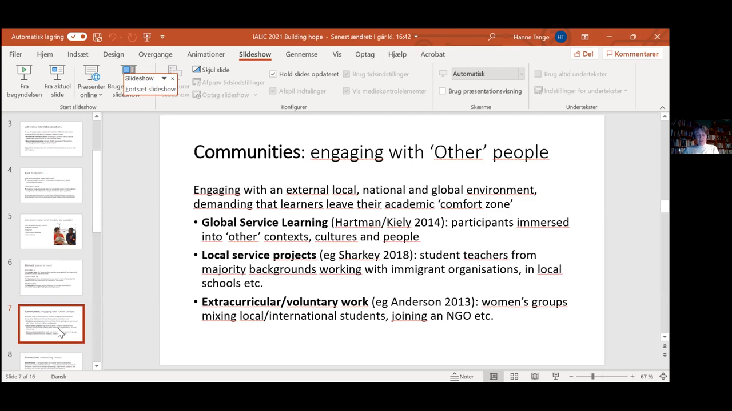For instance, and Sharkey's study is a very interesting example of this, teachers from a white majority background might be sent on internships or work practice in minority communities. Finally, I'm a keen supporter of extracurricular voluntary work, as you'll see later. So the activities that we are creating to somehow get people to talk, get people to meet one another.